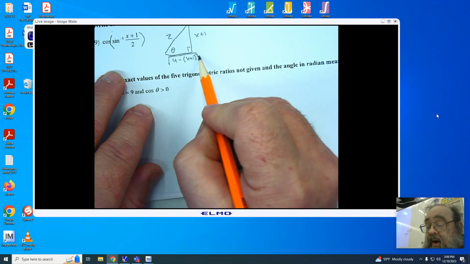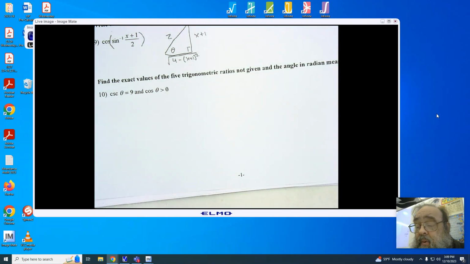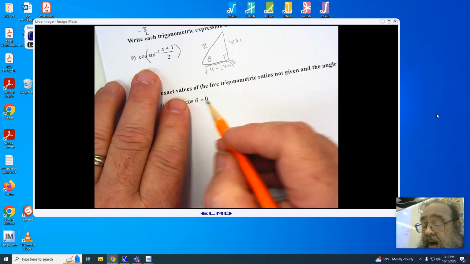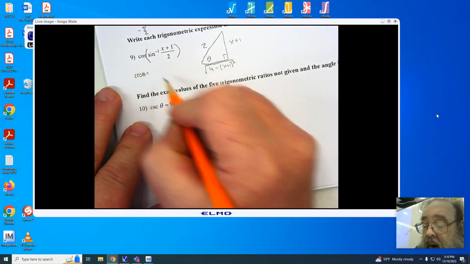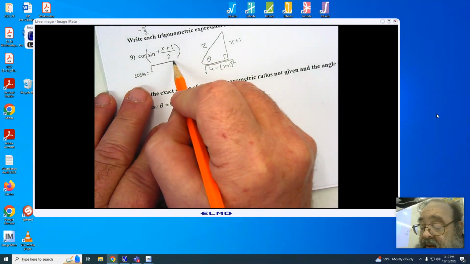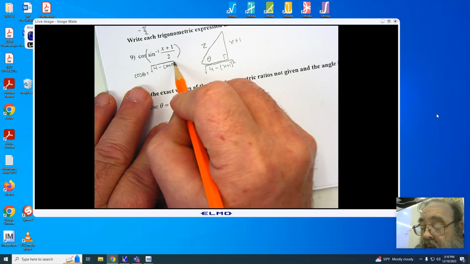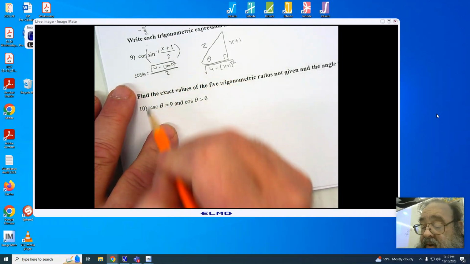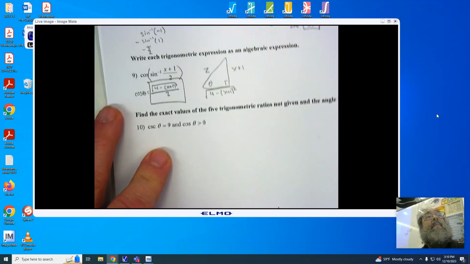Now, I'm not going to go ahead and FOIL that out and add like terms, although I could. But there's no reason to. All we want is the cosine ratio, and the cosine ratio is our adjacent over hypotenuse. So that's going to give me the square root of 4 minus x plus 1, the quantity squared, divided by 2, and that's the answer we're looking for right there.